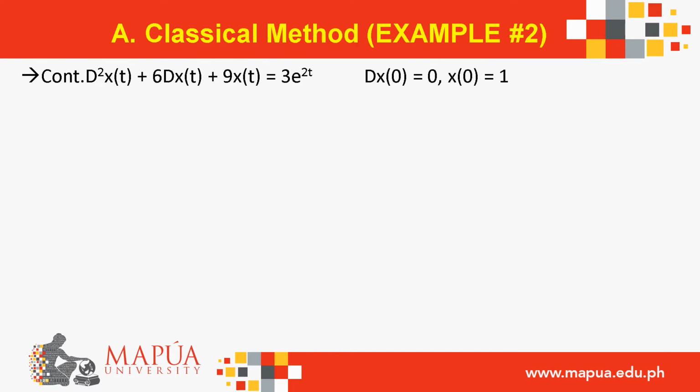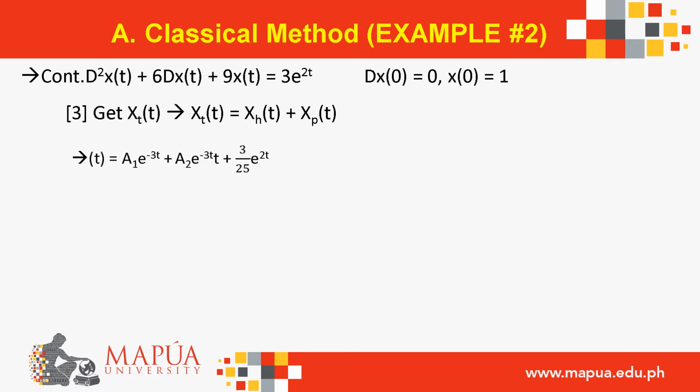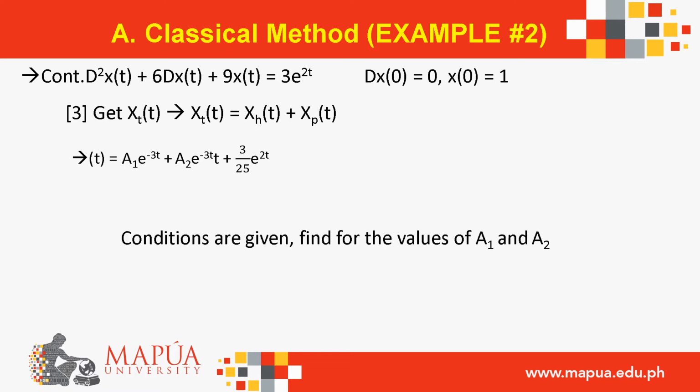After obtaining the homogeneous and particular solution for the second example, we now use the initial condition dx of 0 is equal to 0 and x of 0 is equal to 1. We now get x sub t of t is equal to x sub h of t plus x sub p of t, or the superposition principle. x sub t of t is equal to a sub 1 e raised to negative 3t plus a sub 2 e raised to negative 3t multiplied by t plus 3 over 25 e raised to 2t.